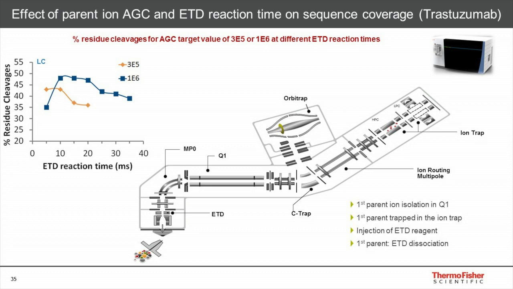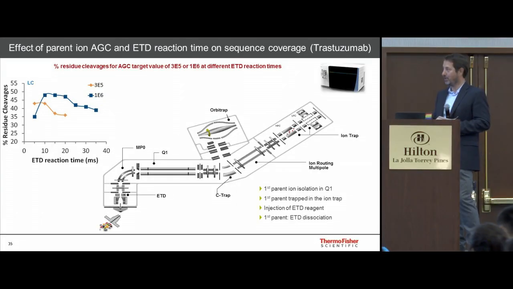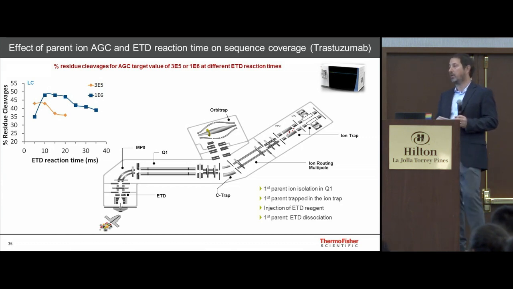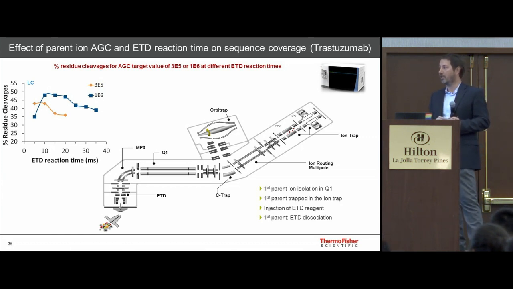When we move to the Fusion Lumos, we recommend 1E6, and the reason is that now we do it a different way. We trap the parent ion in the middle part of the high-pressure cell, where there's a lot more room. And then we trap the anion in the front part, and we mix them together. So now, by changing the way we do ETD, we're able to use a higher target value.